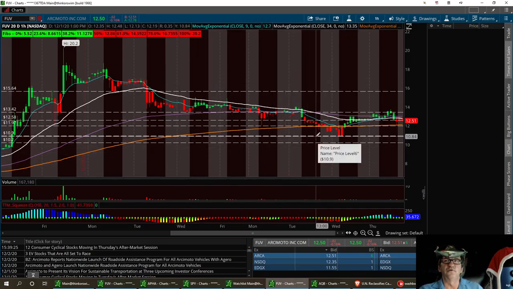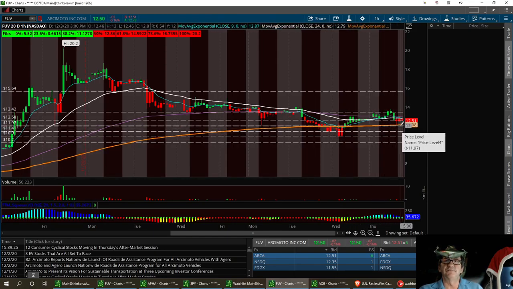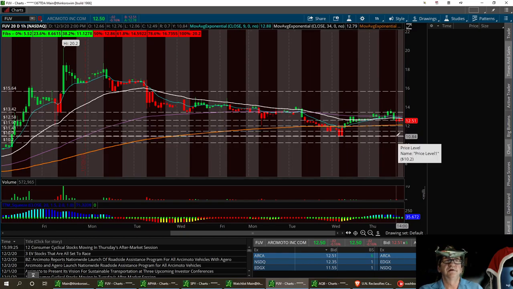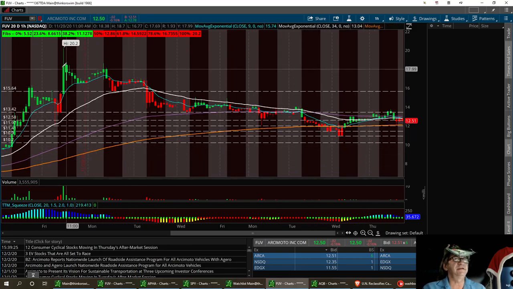That needs to hold. If that doesn't hold, I'm pretty sure it'll pull back to that. I mean, it can pull back to that. And you got another support here at 1141. But it could bounce right off this 200. So I've got three support levels, 1090, 1140, and 1197, with a resistance to break at 1342 FUV. Tesla.